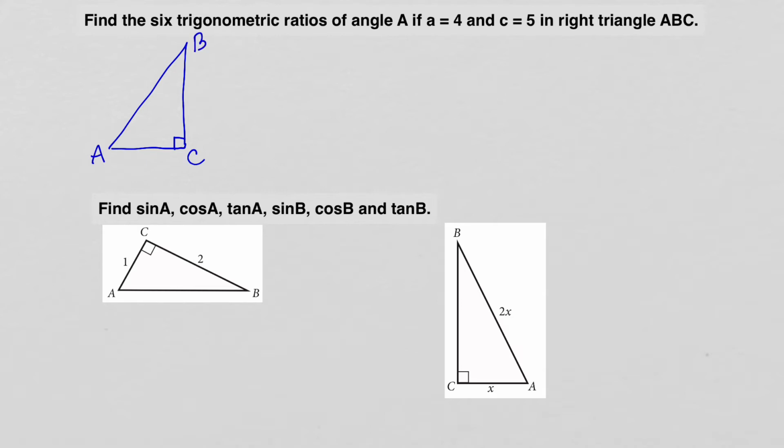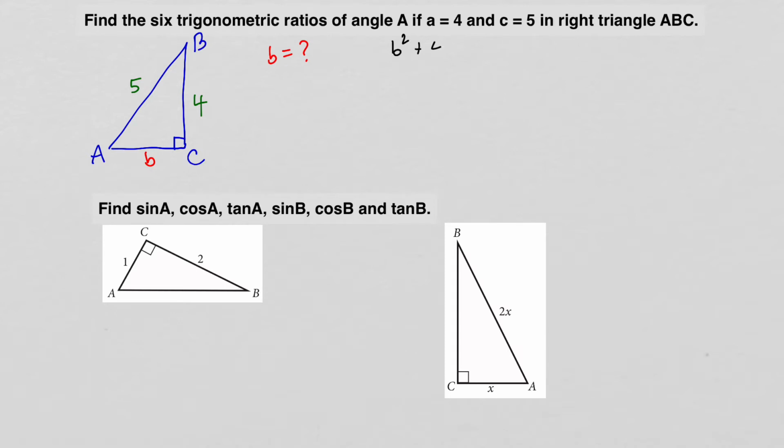Now in terms of the sides, we know that side C is 5, side C is opposite angle C, and we know that side A is 4, and side A is opposite angle A. And so that means that this missing side right here is side B. So the first thing we need to do, if we're going to find the 6 trigonometric ratios, is we need to find side B. And we could do this using the Pythagorean theorem.